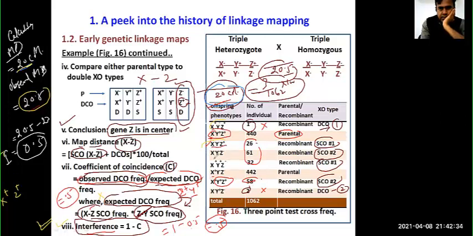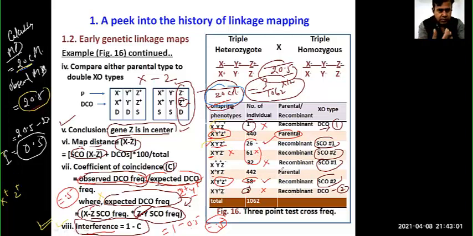I'm comparing this parent. So how to take the values? X minus and Z plus could be included, but this cannot be included because this is all minus. So it is 26 into 58. These all will be excluded. Understood, sir.